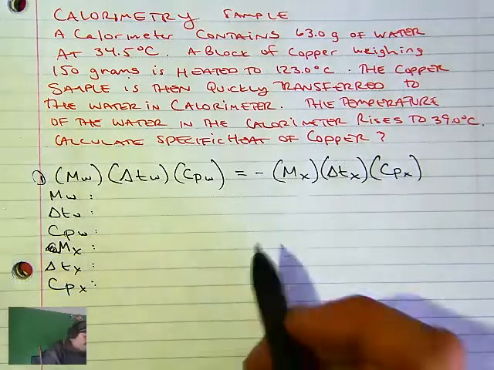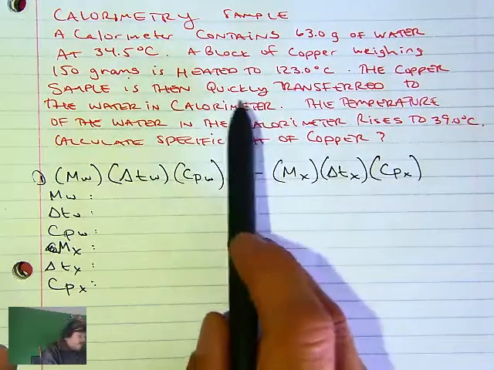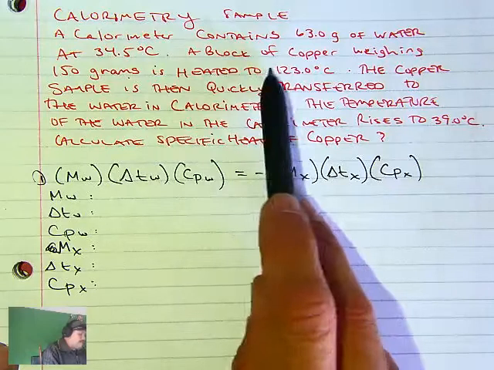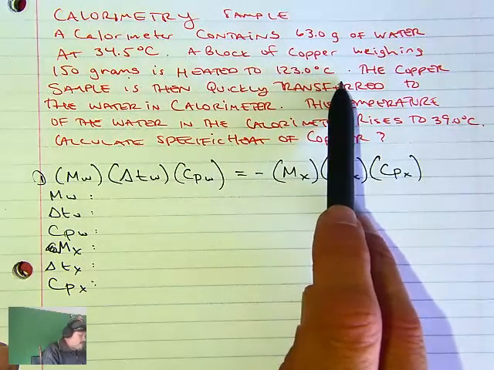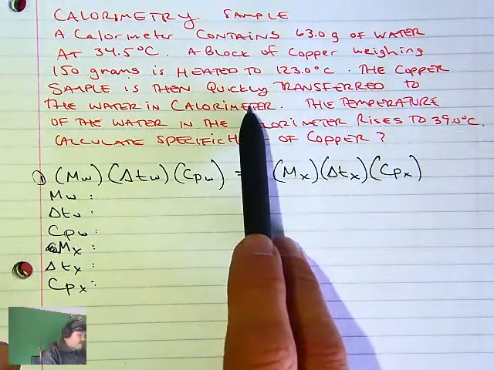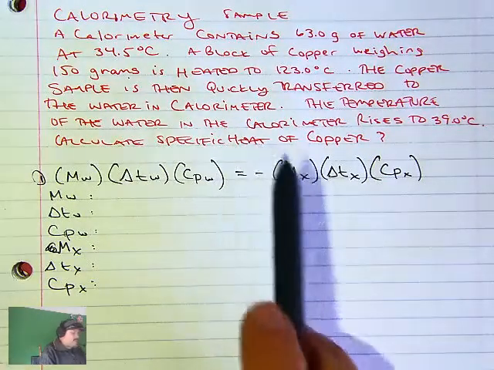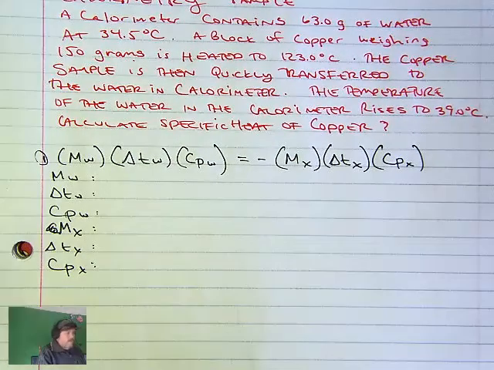Okay, so here's the calorimetry sample. So there's the problem. We've already read it to you guys. The calorimeter contains 63 grams of water at 34.5 degrees Celsius. A block of copper weighing 150 grams is heated to 123.0 degrees Celsius. The copper sample is then quickly transferred to the water in the calorimeter. The temperature of the water in the calorimeter rises to 39.0 degrees Celsius. Calculate the specific heat of copper.